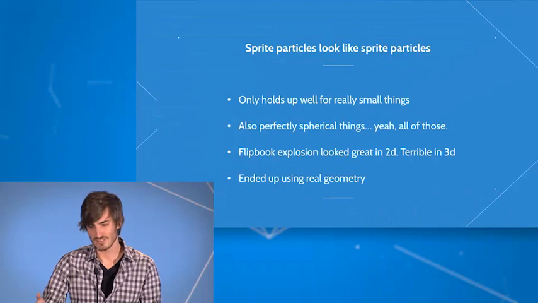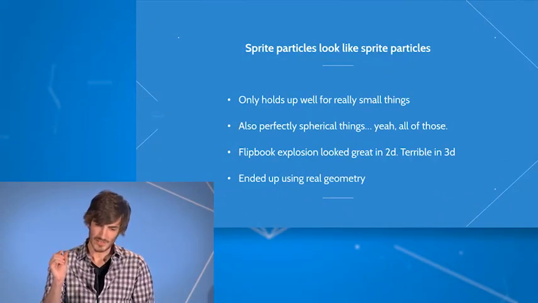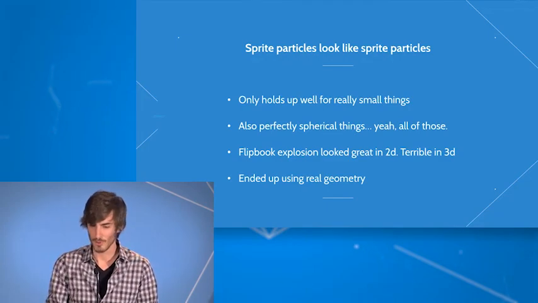There's this kind of ugly mirror of truth that happens with stereoscopic vision, which is that things tend to look exactly like what they are. So sprite particles look like sprite particles. They only hold up really well on very small objects because the parallax doesn't have an opportunity to expose the lines. It also works very well on perfectly spherical things, for all of the perfectly spherical things that you like to render in all of your games. Flipbook explosions also look exactly like flipbook explosions.